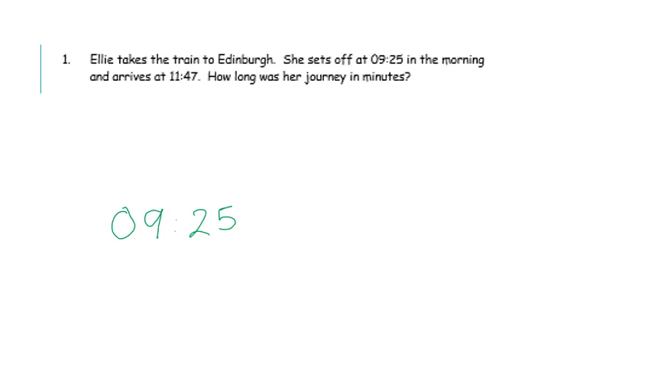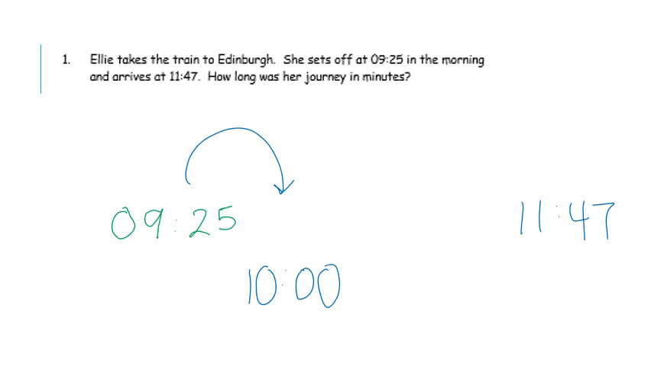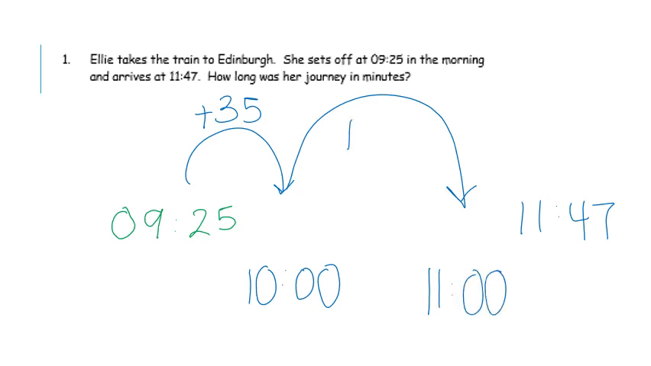You'll get yourself in a massive muddle. Right, from 9:25 to 11:47, what you would do is you would count on, so to get to the next hour, which is 10 o'clock, how many minutes have passed? Well, 35, you've added on 35 to get there. Then you've got another hour to get to 11. So you've got an extra hour that you've added on. And then you've got your extra 47 minutes.